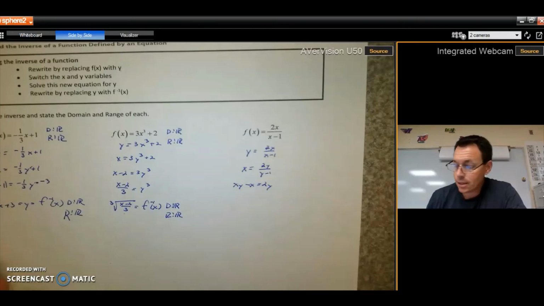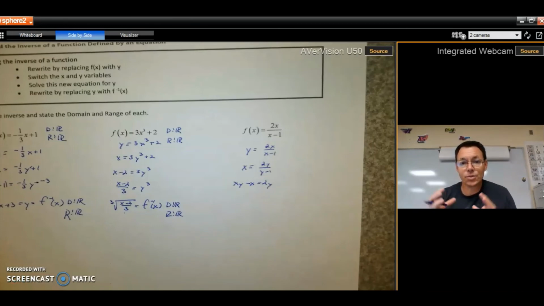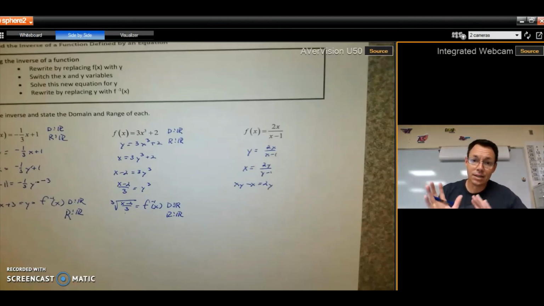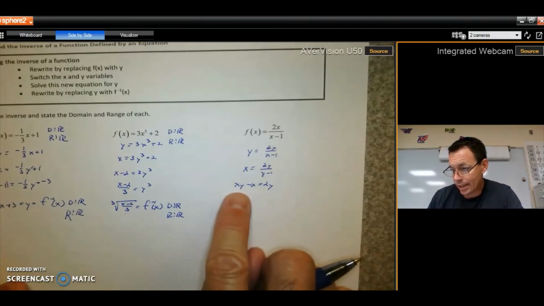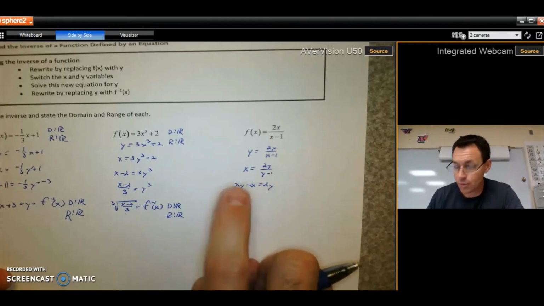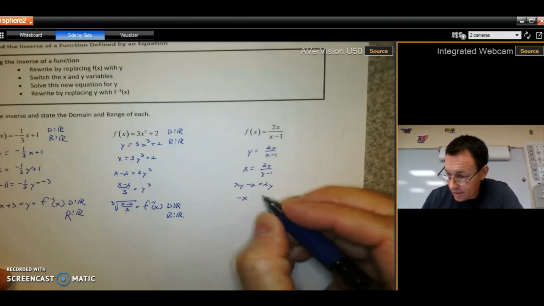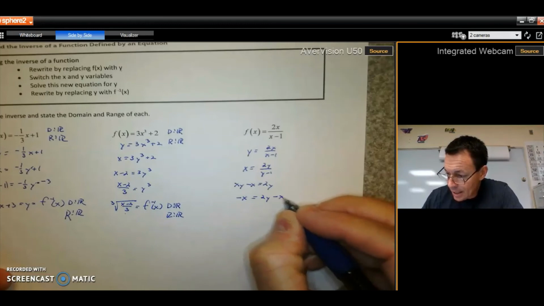Okay, next, if I have two y's and I'm trying to solve for y, I need to get those y's together. So I'm going to get the y's on the same side, and then anything that doesn't have a y, I'm going to leave on the other side. So I've got a y over here. I'm going to take this xy, this whole term, and bring it over to the other side. Well, this is a positive xy, so I'm going to get rid of it by subtracting it. This x is going to be negative x equals, and then 2y minus xy.